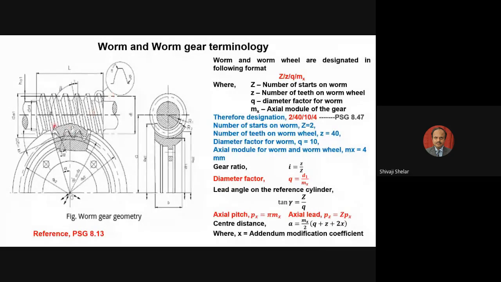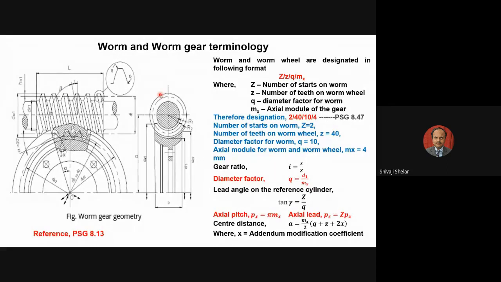So whenever we take a worm and worm gear, we need to specify, as for any gear, the module and the number of teeth. When it is a helical gear, what do we specify? We specify the module, the number of teeth, and apart from that, you require a helix angle. So we require 3 specifications there. When you go for a spur gear, 2 specifications are there: the module and the number of teeth. Then for a helical gear, along with these 2, you need to add the helix angle.